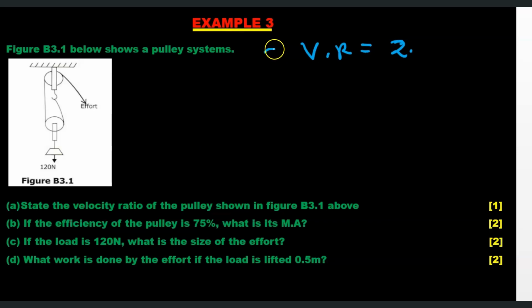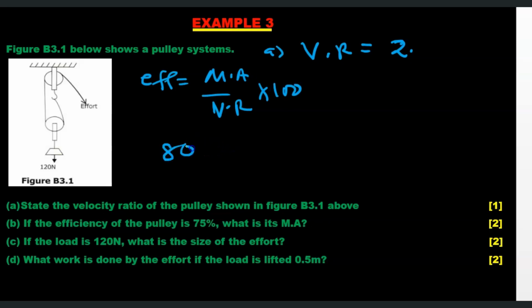The second question: if the efficiency of the pulley system was 75, what is the mechanical advantage? This one is simple. What is the mechanical advantage? So what is the formula that connects mechanical advantage and efficiency? The formula is efficiency is equal to mechanical advantage divided by velocity ratio, multiplied by 100. Efficiency is given as 80, is equal to the mechanical advantage, which is the one we are looking for, divided by the velocity ratio, which is 2, multiplied by 100.